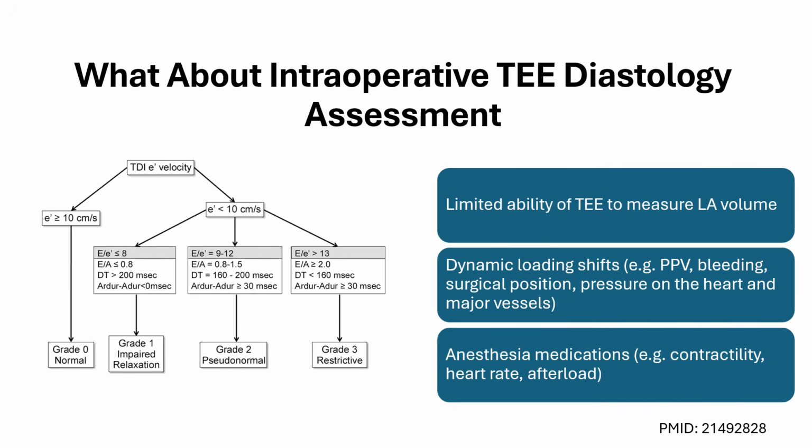And based on these different parameters, you can classify your patients into grade 1 or impaired relaxation, grade 2 or pseudonormal, and grade 3 or restrictive. Please pause this video if you need more time to review this concept.